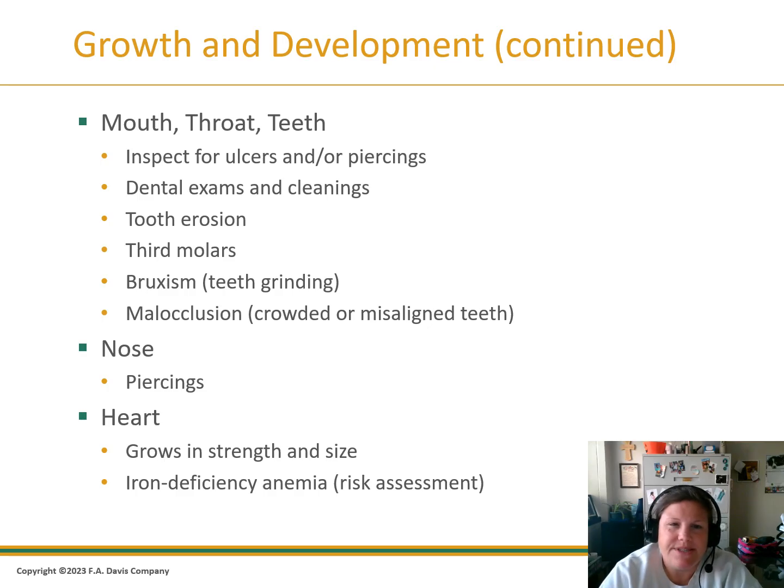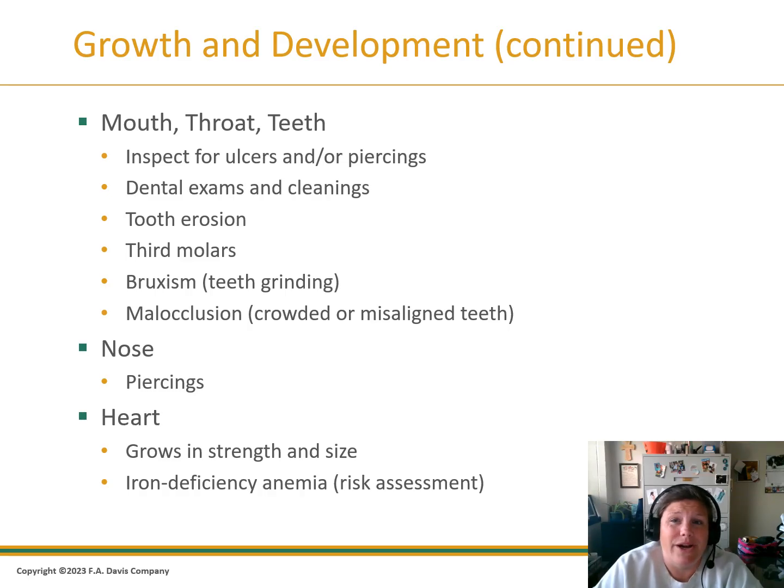Okay, in terms of their oral cavity, mouth, throat, and teeth, we do want to inspect for ulcers. Ulcers are oftentimes associated with tobacco use. Some kind of smokeless tobacco or an inhalant can cause ulcers in the mouth. Piercings, we know that to be a phase or a fad that typically overlaps this period. So education on hygiene associated with that and indicators of infection they need to watch for.